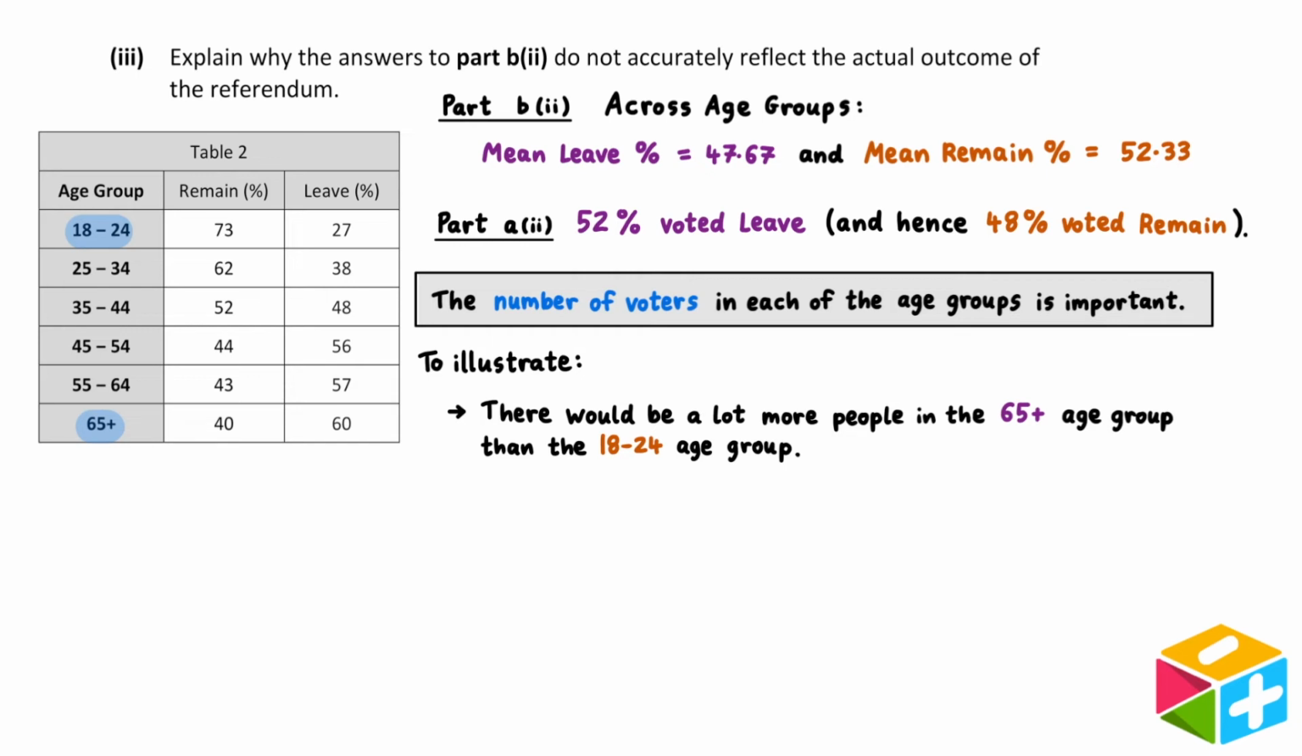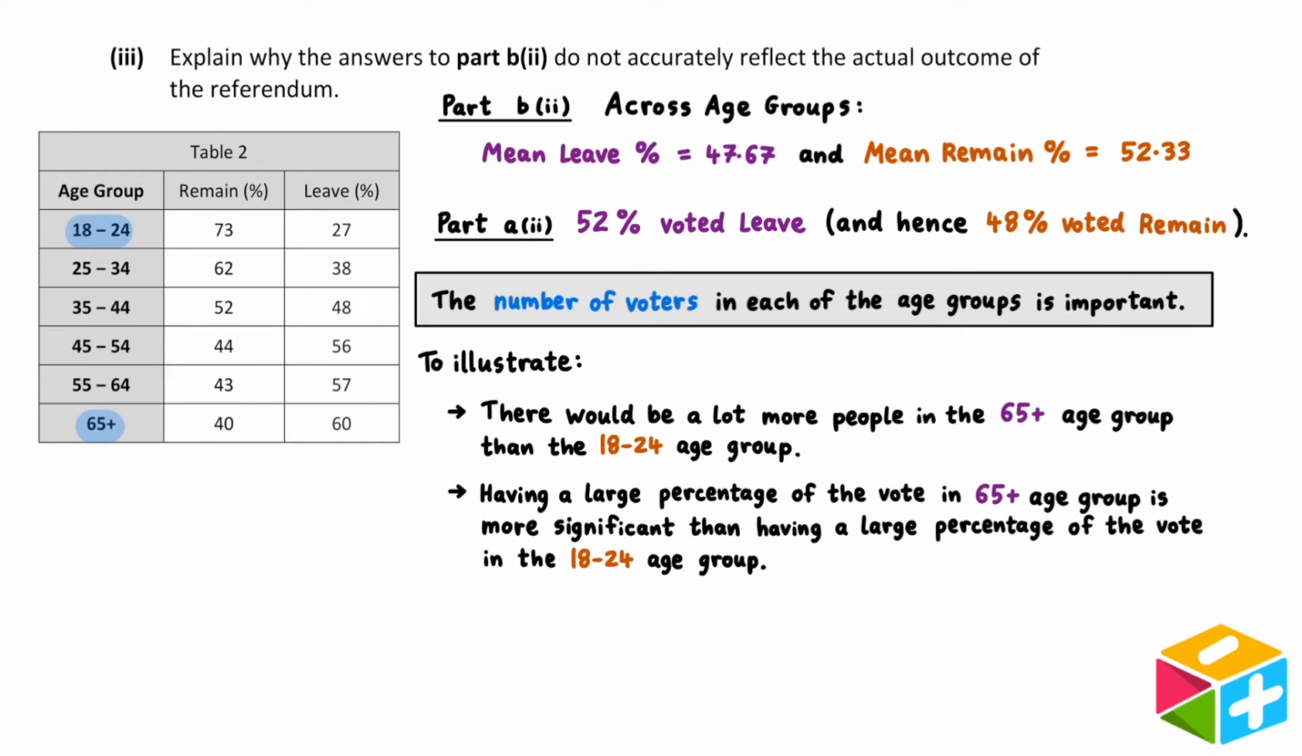So when we think about it, we would certainly expect that there will be a lot more people in the 65 plus age group than the 18 to 24 age group. This means that having a large percentage of the vote in the 65 plus age group is much more significant than having a large percentage of the vote in the 18 to 24 age group.